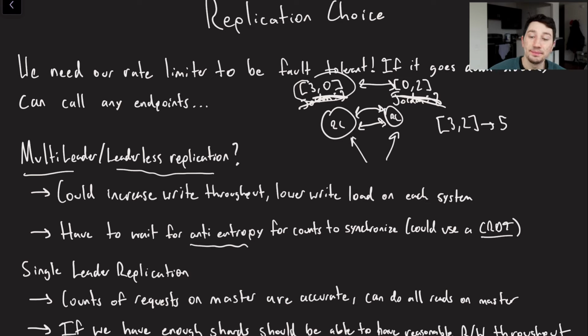The idea is that even though locally we don't have the right answer, when they eventually sync up with one another, they do so in a way that doesn't cause any write conflicts, and we can actually get the total number of times that I've submitted a request.